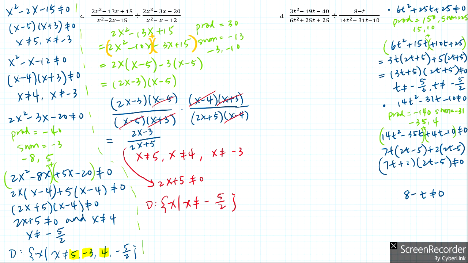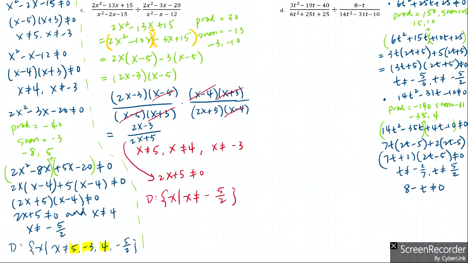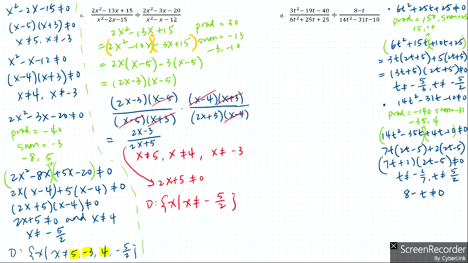And as a result, we get t doesn't equal -2/7, and t doesn't equal 5/2. In this case, it's a +5/2 based on our factorization. Now moving on to the last one. The last one is a linear inequality, so we get t doesn't equal 8.